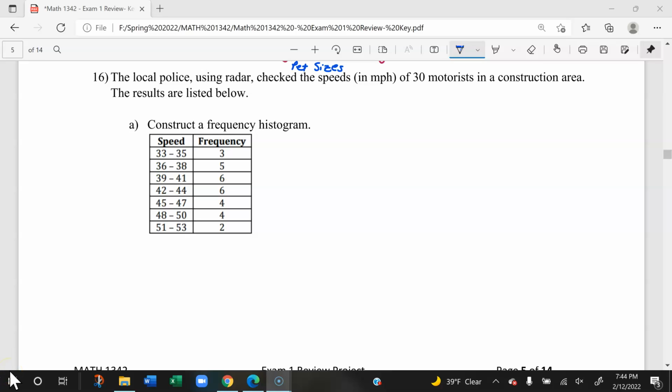Let's look at constructing a histogram. When we're constructing a histogram, one thing to remember is we're only going to put these lower limits on the x-axis. On the y-axis, we're going to put the frequency. Our highest frequency is 6, so I'm going to put 6 up here. And then here's going to be 3, so we'll have 2 and 1, 4 and 5.